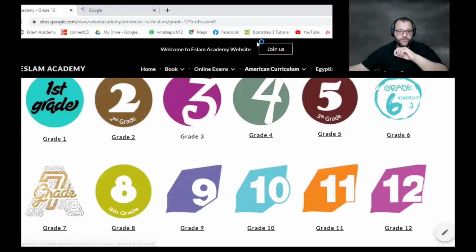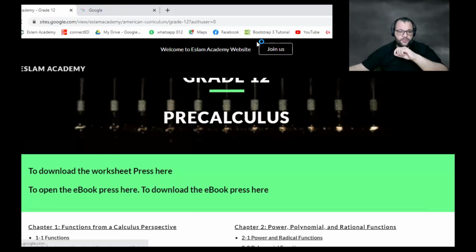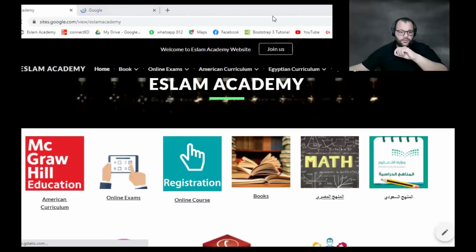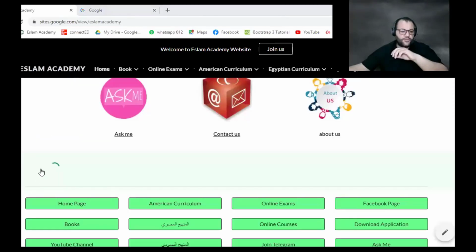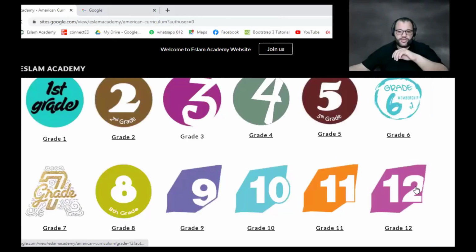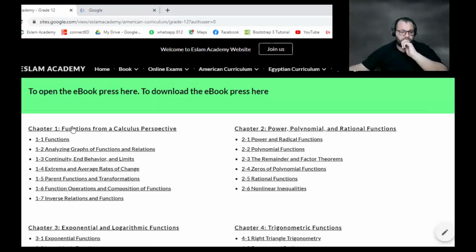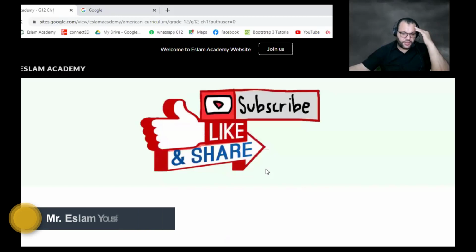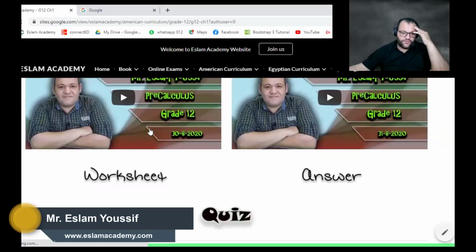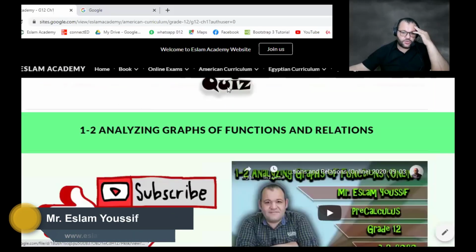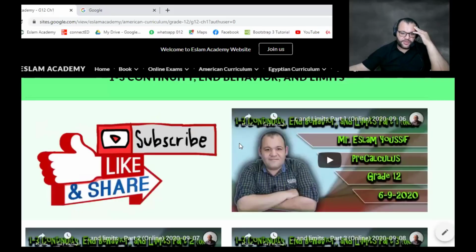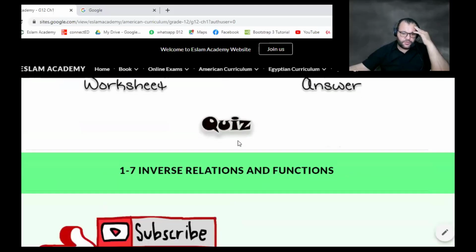Grade 12. Can you see the screen? Which screen can you see? Yes, the website. Go to the American curriculum, Grade 12. Just go to chapter 1. Go to any lesson, or you can go to chapter 1. Only one page contains all of the lessons. You will find the explanation, the worksheet, and there is a quiz. I think that's not active. I will activate it today, inshallah. Do you manage this website? Yes.